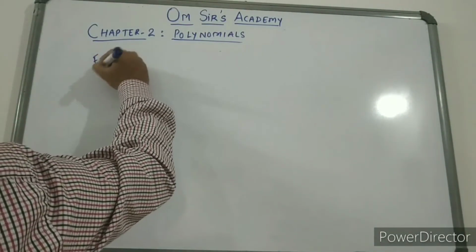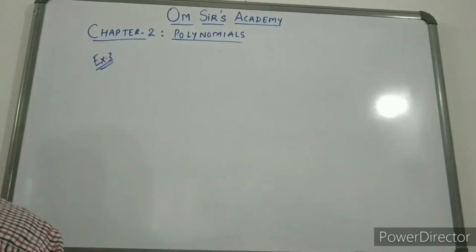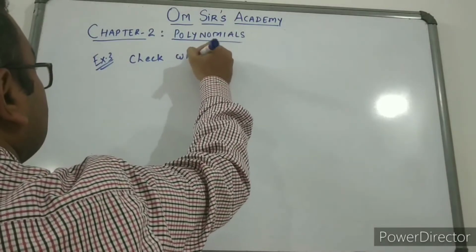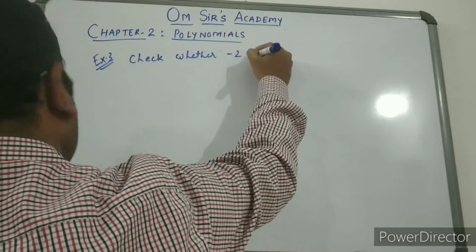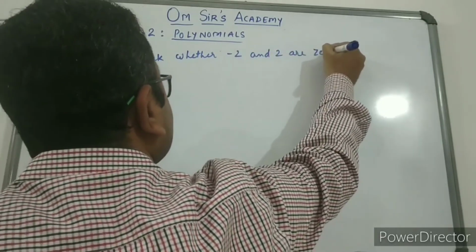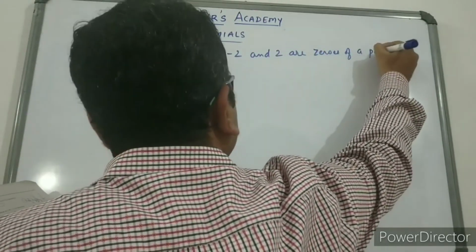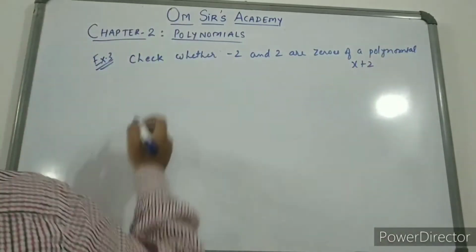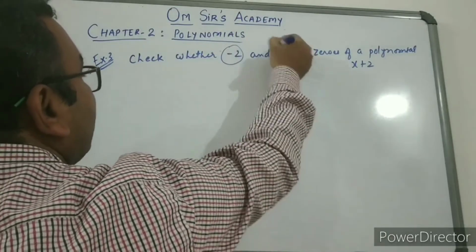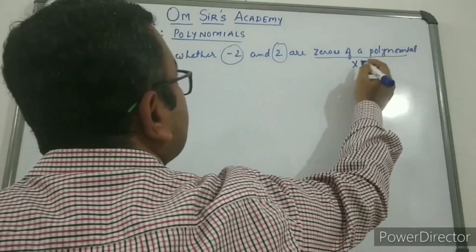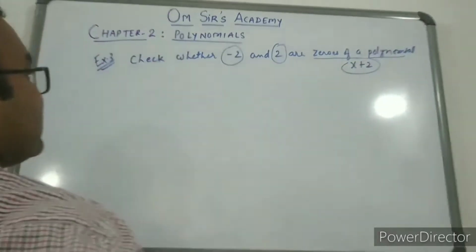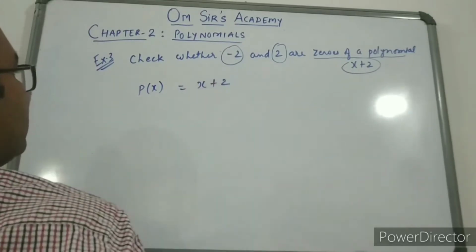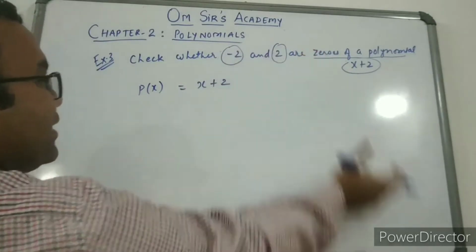Example 3, textbook, page number 33. Example 3 says, check whether minus 2 and 2 are zeros of a polynomial. Which polynomial? X plus 2. So you have to check whether these two values of the variable are zeros of the polynomial x plus 2. So first of all I write my polynomial p of x is equal to x plus 2. And I have to check whether these two are zeros or not.